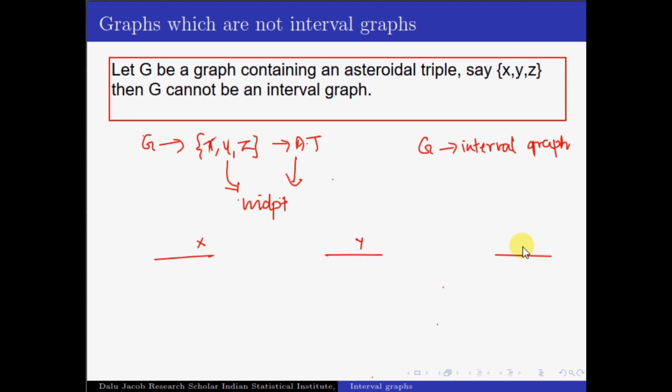So now, what is the second condition? The first condition was that it is independent, and the second condition was that there should exist a path connecting any pair of vertices that avoids the neighborhood of the third, right? So now let us see. In particular, consider this vertex x and this vertex z. Let us look at the path connecting x and z that avoids the neighborhood of the third.